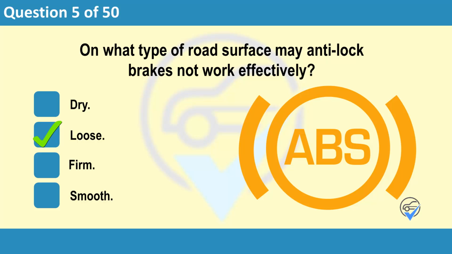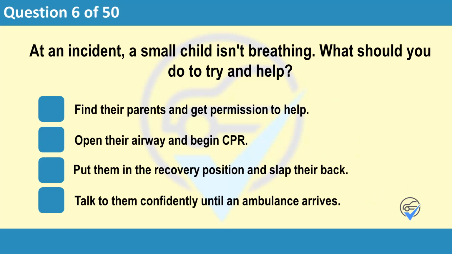At an incident, a small child isn't breathing. What should you do to try and help? Find their parents and get permission to help. Open their airway and begin CPR. Put them in the recovery position and slap their back. Talk to them confidently until an ambulance arrives.